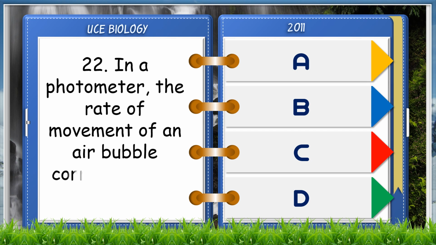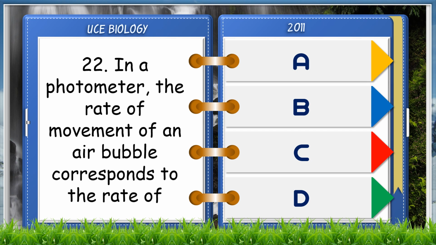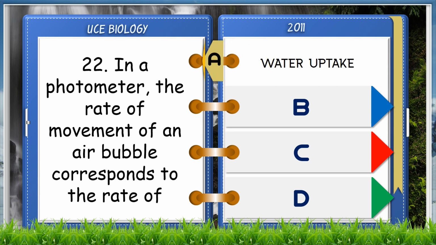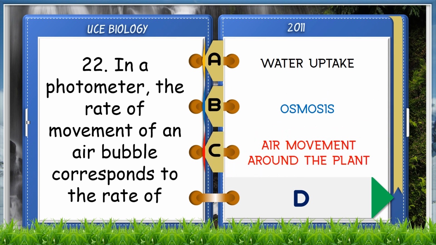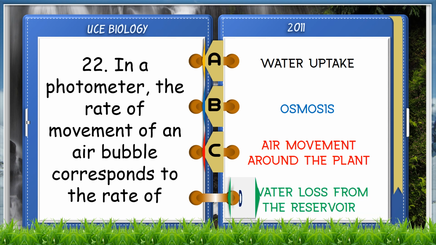In a photometer, the rate of movement of an air bubble corresponds to the rate of A. Water uptake, B. Osmosis, C. Air movement around the plant, D. Water loss from the reservoir. The answer is A. Water uptake.